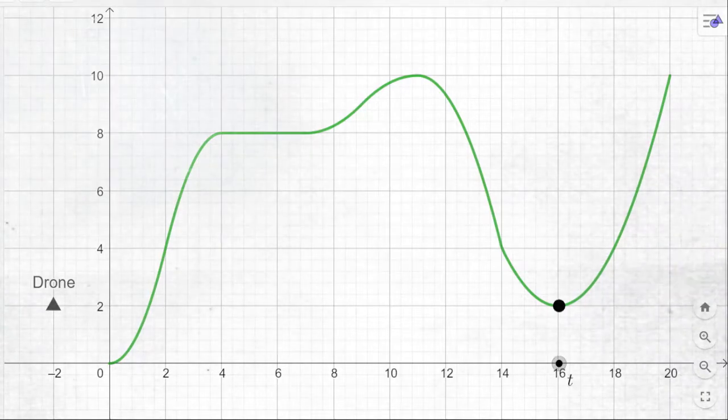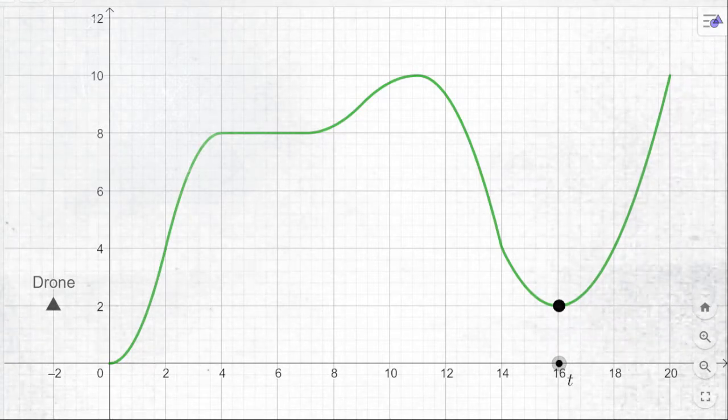Now, when we talk about maxes and mins, we want to know sometimes what is the maximum or minimum value, but we also sometimes want to know when does it occur or where does it occur. And so you have to be very careful about what you're thinking about or what you're being asked about.